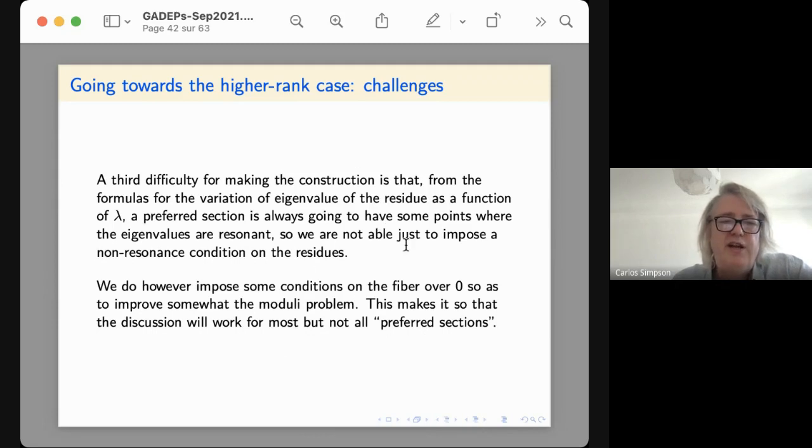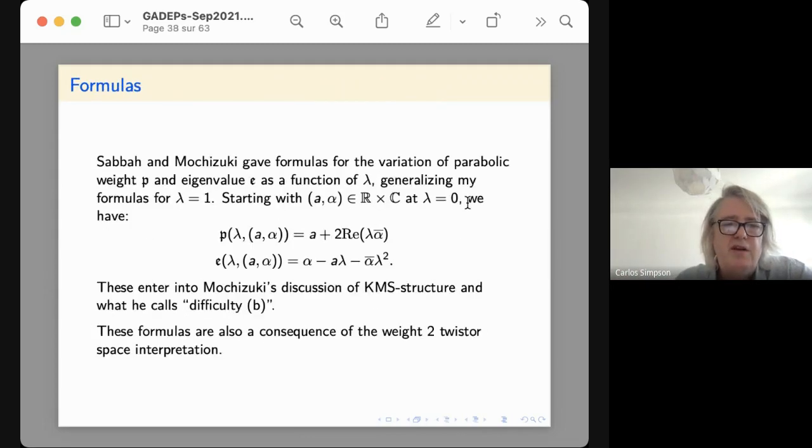Another condition, and another difficulty, is the fact that, classically, when you talk about moduli of connections, you might be familiar with the fact that you often like to put some kind of non-resonance condition, saying that eigenvalues of the connection don't differ by integers or something like that. But if we go back and look at these formulas, this is the formula for the eigenvalue.